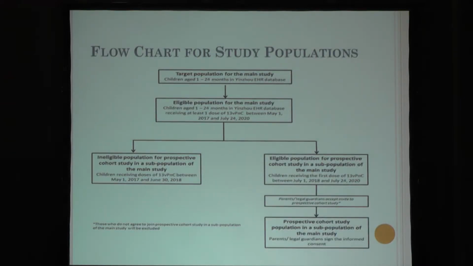This is a flowchart for the study population. The children, they are not patients, if they are aged 1 to 24 months, they would be eligible for the study. For the main study, they have to be exposed to at least 1 dose of Prevnar 13 during this period, otherwise they won't be eligible. And to be eligible for the prospective cohort study in a subpopulation, they have to receive the first dose between July 1st, 2018 and July 24th, 2020.